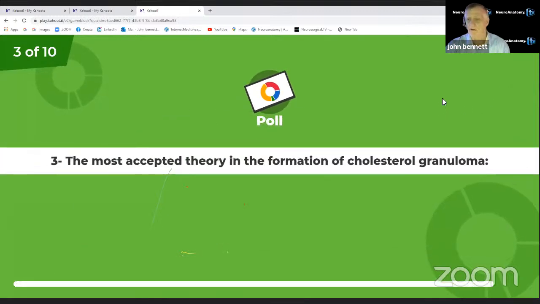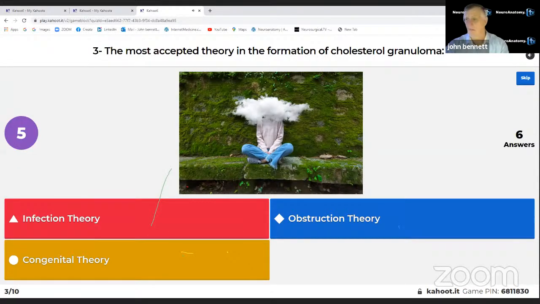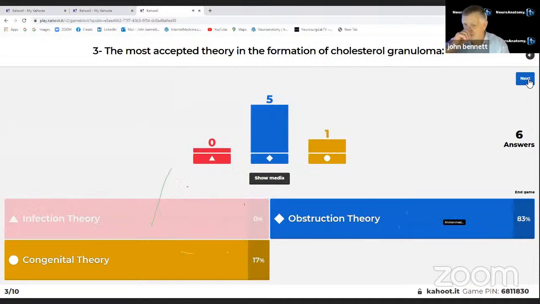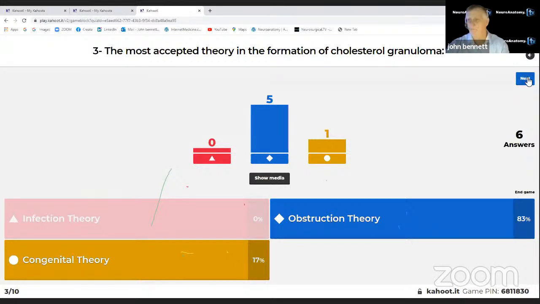Most accepted theory in the formation of cholesterol granuloma. Is it the infection theory, the obstruction theory, or the congenital theory? A lot of answers here. Okay, very good. Pretty good. Obstruction is the commonest, it is acceptable all around. But as I said, the theory of exposed bone marrow is coming up, still not as strong as obstruction. Infection, as I alluded to, previous infection, middle ear and so on, is only 12-15% of cases. The congenital theory is very, very weak. So the commonest theory for the formation of cholesterol granulomas is the obstruction theory. Very good. Okay, next question.